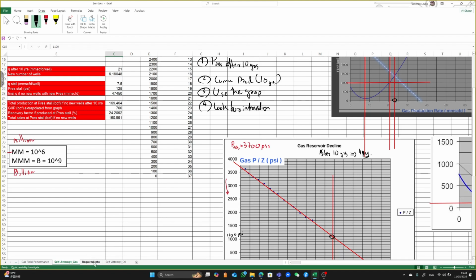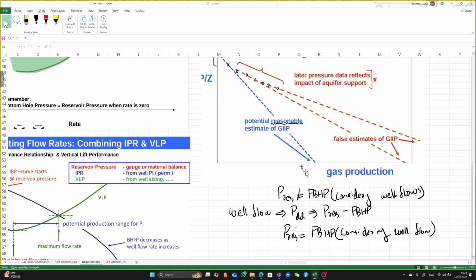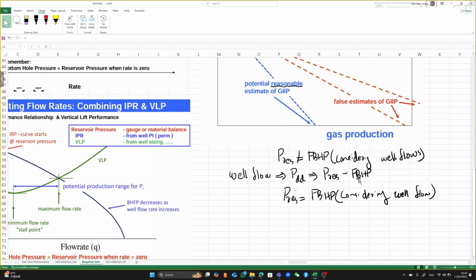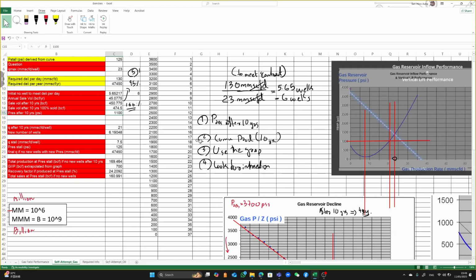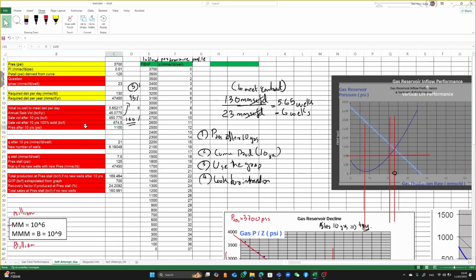Okay. So there is one thing to consider. It asks how much the reservoir pressure is after 10 years. As I explained, to do that, we must close the well, right? Only then, when the well is not flowing, will the flowing bottom hole pressure be equal to the reservoir pressure. So this is a trick that you need to remember. Just like that, we look for the intersection point, trace it, and we got 1100 psi.